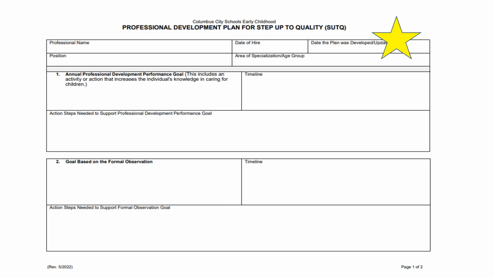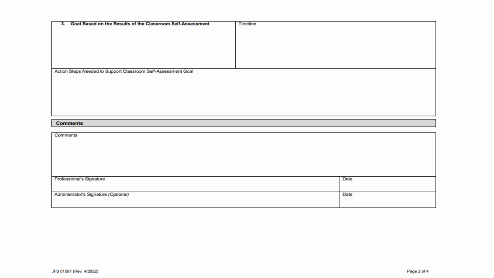On the first page, you will see goals 1 and 2. The first goal is your annual professional development goal. The second goal is a goal based on a formal observation. The second page has the third goal. The third goal is based on the results of the classroom self-assessment.